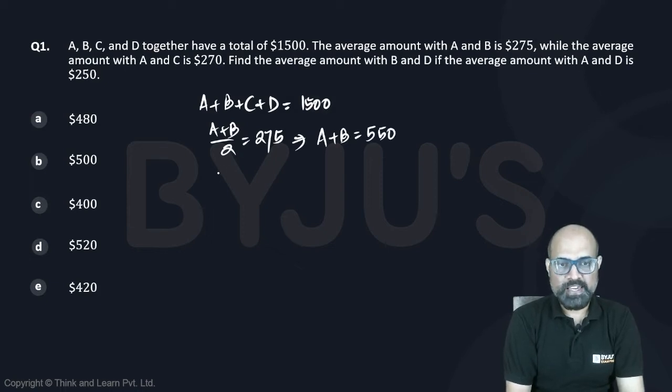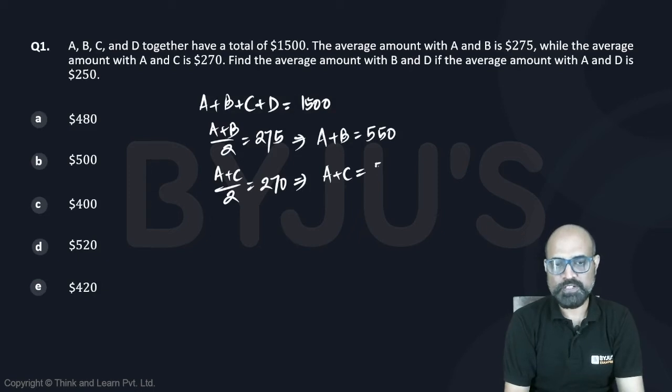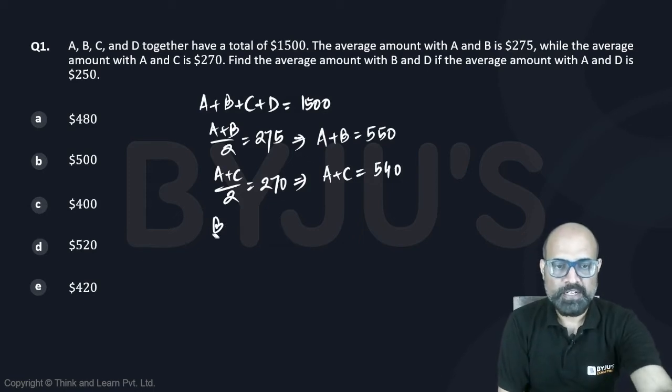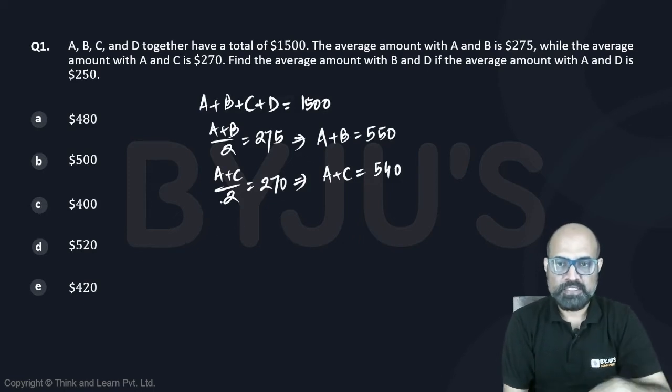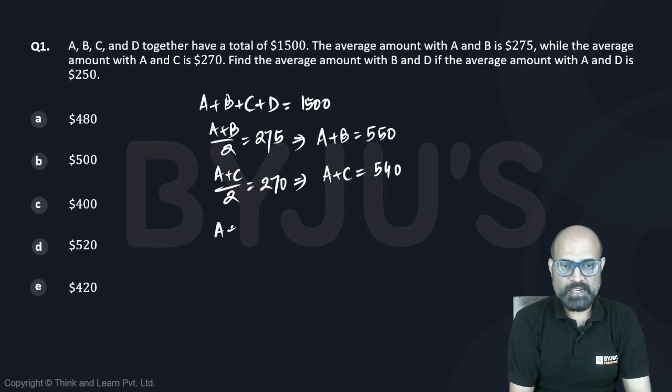The average amount with A and C is given as 270. That means the sum of amounts with A and C will be twice 270, which will be 540. Similarly, we need to find the average amount with B and D. The average amount with A and D is given as 250, which means the sum of the amounts with A and D is 500.